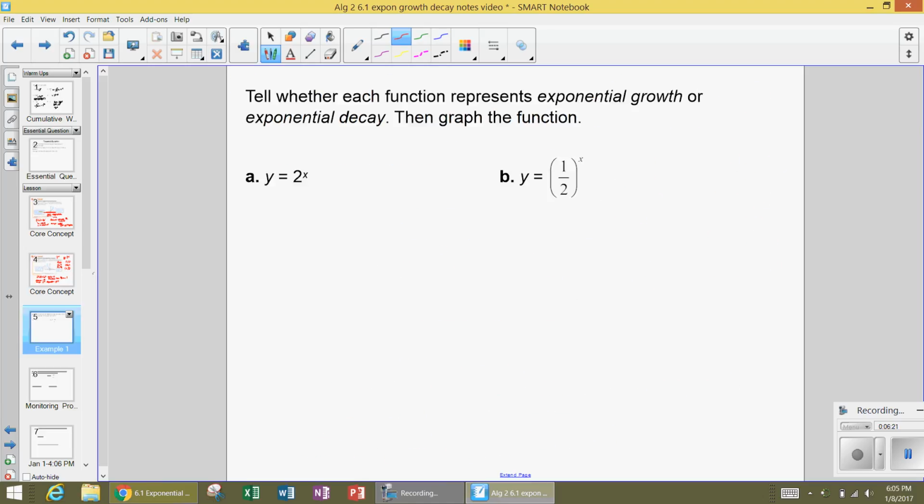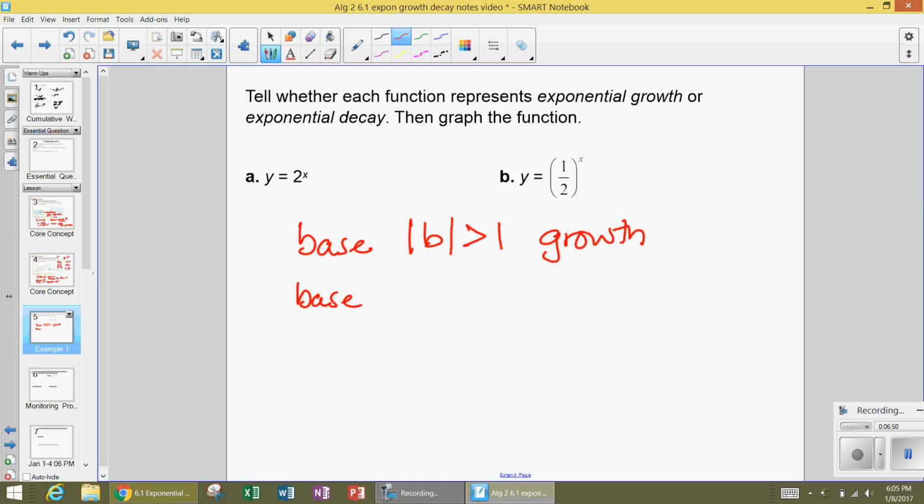All right, so tell whether each function represents exponential growth or exponential decay. It all has to do with the bases. If the base, and I'm going to put this absolute value bar here, is greater than 1, it's going to be growth. And I want these absolute value bars here just because we're talking about positive bases. We're not talking about negatives at all. Bases cannot be negative. Those negatives are reflections.